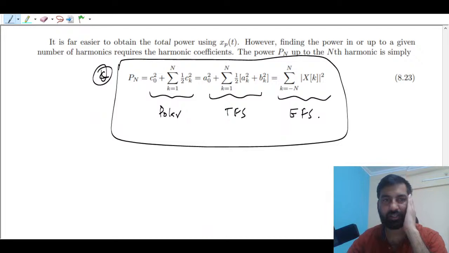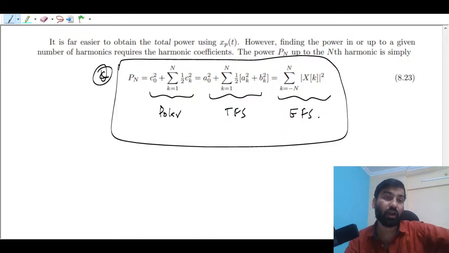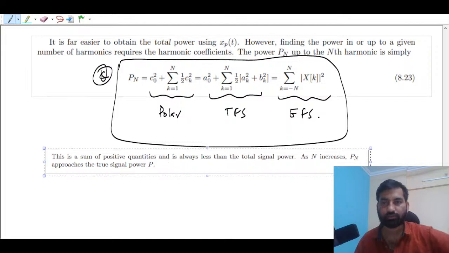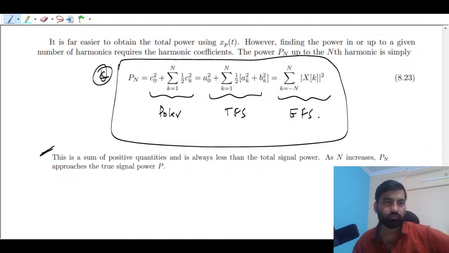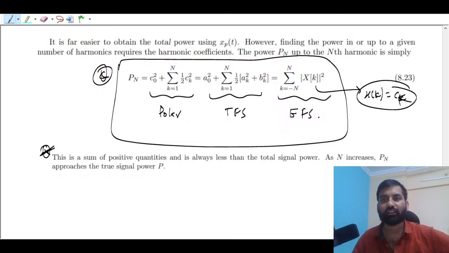सो पार्शियल रिलेशन का मेनली पार्शियल थ्योरम जो होता है, राइट? सो अब जैसे जैसे हार्मोनिक्स इंक्रीज होंगे, your power will approach to the true signal power, you can say, right? Because this is going to be positive quantities, okay, and it is always less than the total signal power. ये पॉइंट भी आप याद रखिए. So notation wise इसमें क्या है? This is xk means ck only, right? So whatever notation I have told you can use it, right?